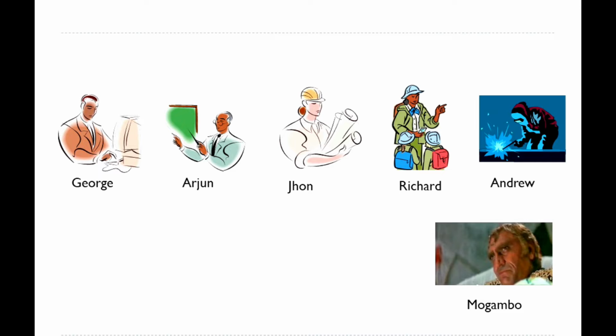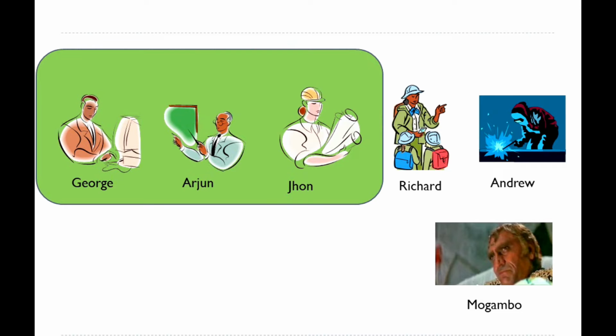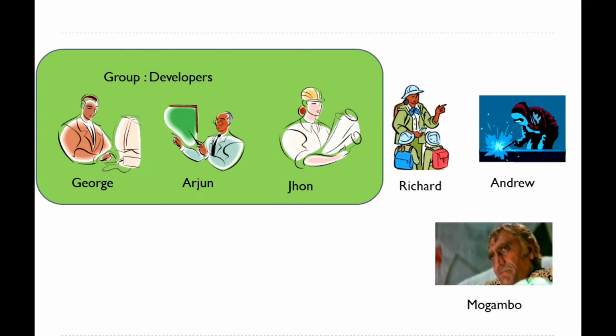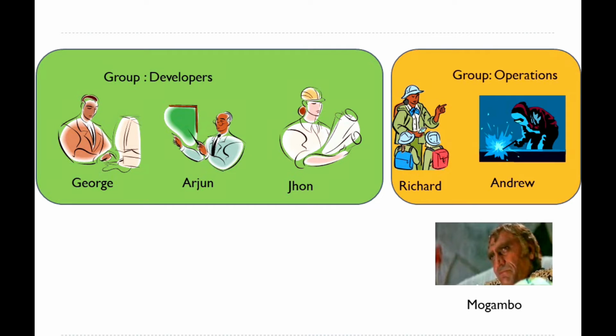Now George, Arjun, and John work together. They're all developers. So we're going to create a group called developers, regrouping George, Arjun, and John. And it turns out that Richard and Andrew also work together, so we're going to create an operations group. Now we have 2 groups within IAM.